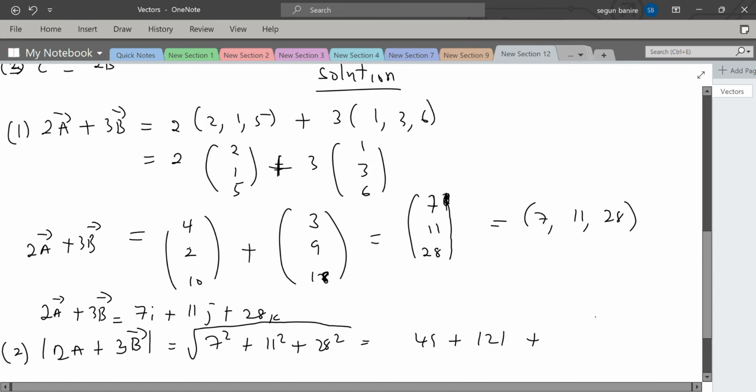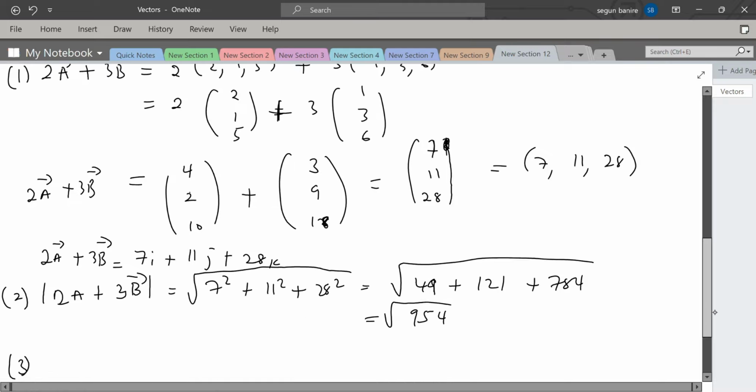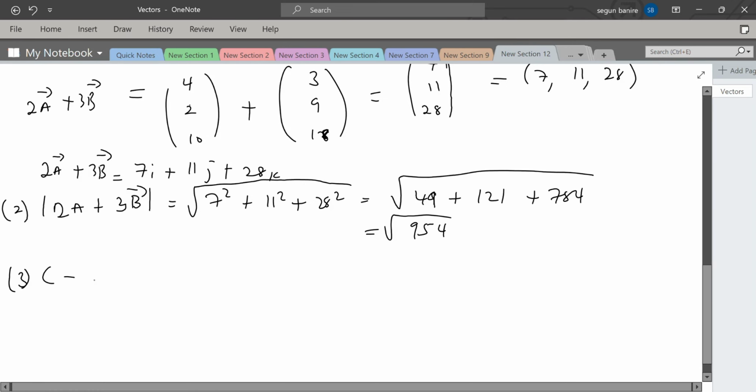28 squared will give us 784. So if you sum that up, plus 121, that is the magnitude. So let's do the last one. The last one involves c. The question says c minus 2b.